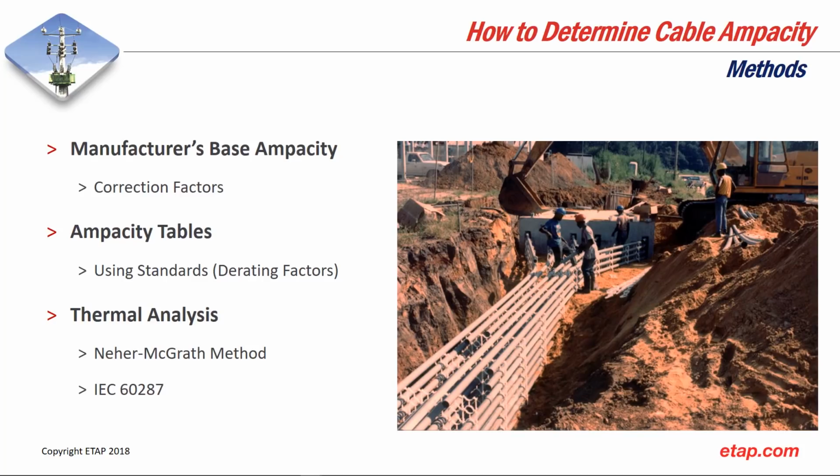So now the question is how to determine the proper cable capacity so we could size our cables properly. Number one would be based on the manufacturer's base ampacity. This would essentially be the correction factors. This is typically how the IEEE 399 or the Brown Book is going to work. The manufacturer provides us with base ampacity for a given installation. We then apply the various correction factors based on the installation and other factors, ambient temperature and such.